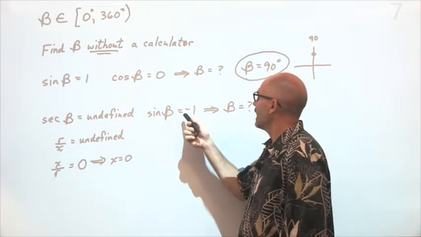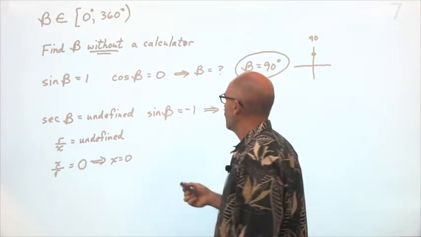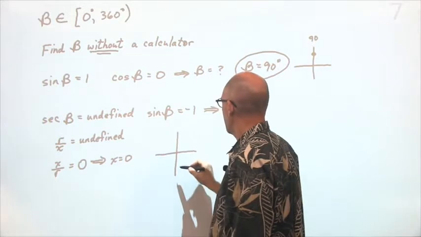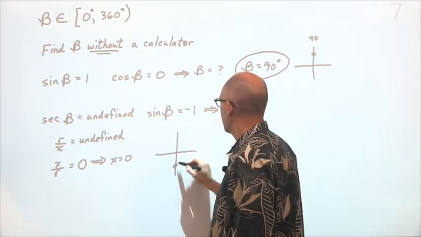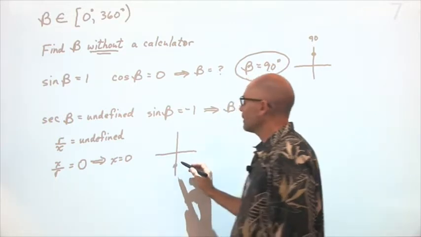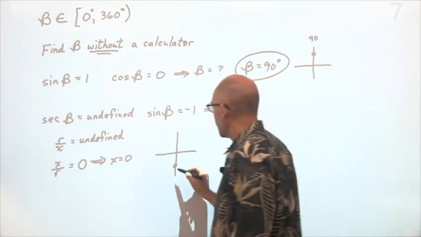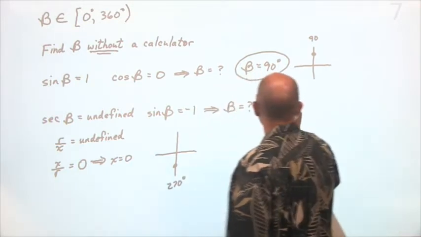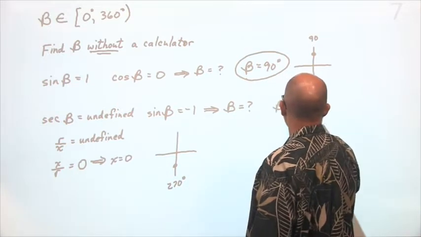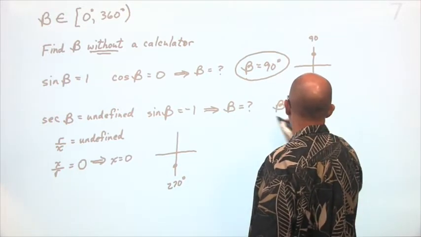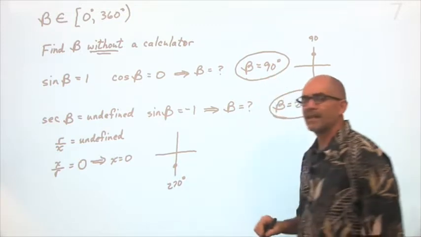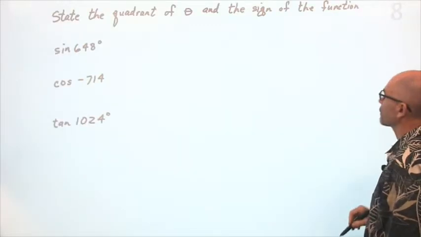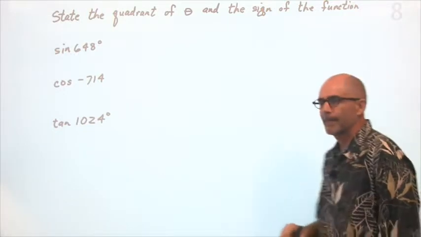Now sine is -1. So if sine is -1, where does that have to be? Well, that's down 1. So if I'm right or left 0 and down 1, what angle is this? It's 270. So beta equals 270. That's it, game over. Okay, now, one more game.